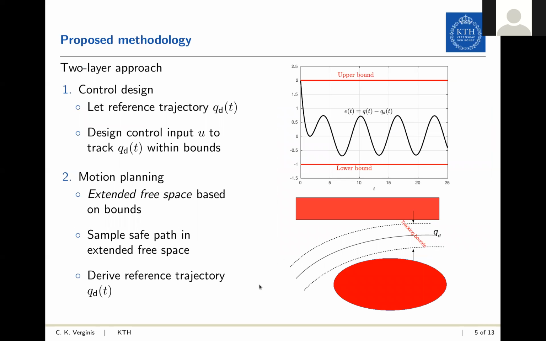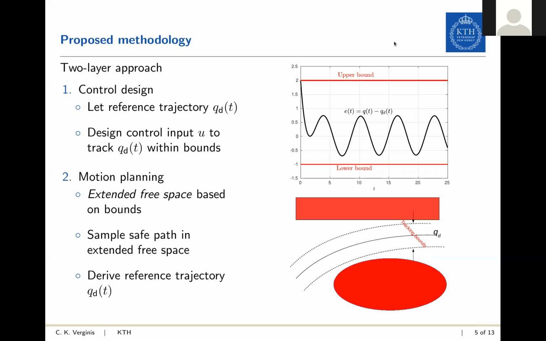So our proposed methodology consists of two layers. The first layer is a control design, a traditional control design algorithm. What we do here is appropriately design the control input U in order to track a given reference trajectory QD. And we aim to do that within given bounds.